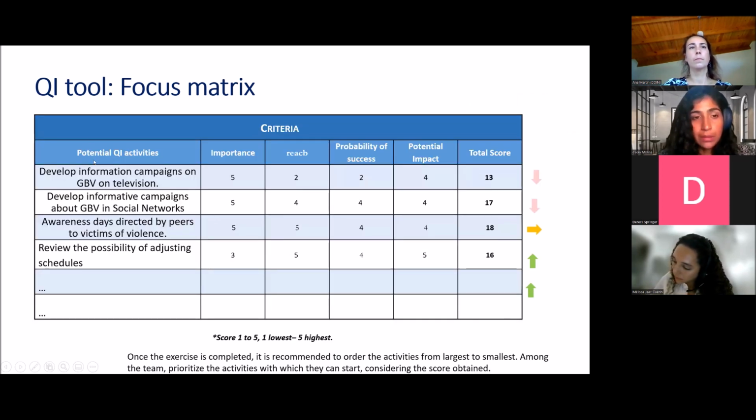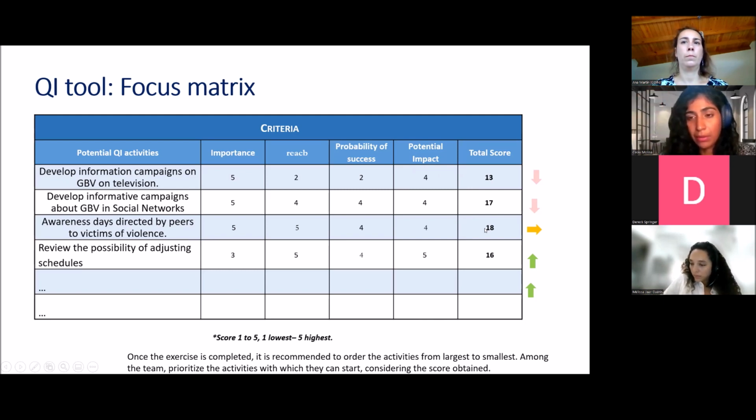La otra herramienta es prácticamente un sistema de puntuación, es poder poner la actividad. Si vemos aquí con el mismo ejemplo de televisión, qué tan importante es, del 1 al 5, que se pueda realizar, el alcance realista, la probabilidad de éxito del 1 al 5, el impacto potencial, y al final lo que hace es una sumatoria de todos los puntos que se han dado a cada actividad, y por supuesto se recomienda empezar o priorizar las que tengan mayor puntaje, organizarlas de mayor a menor para que se puedan trabajar.